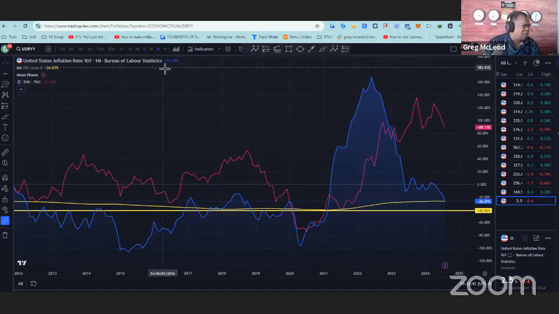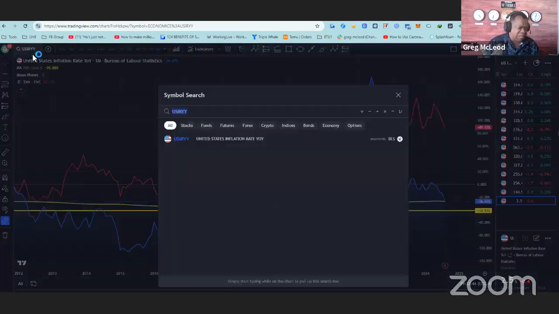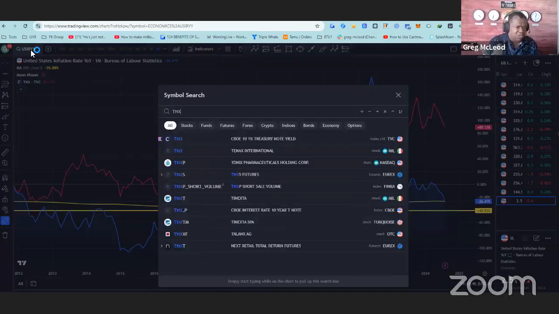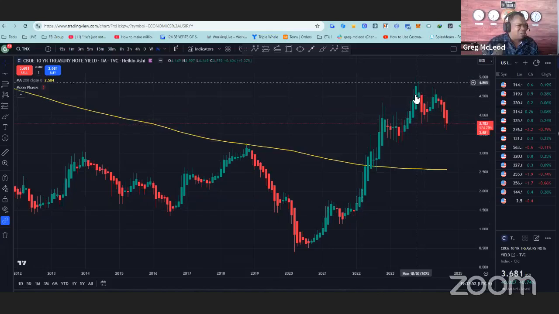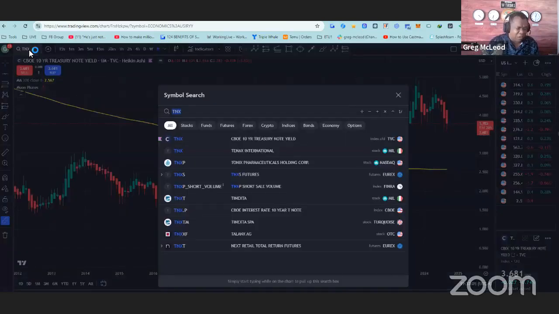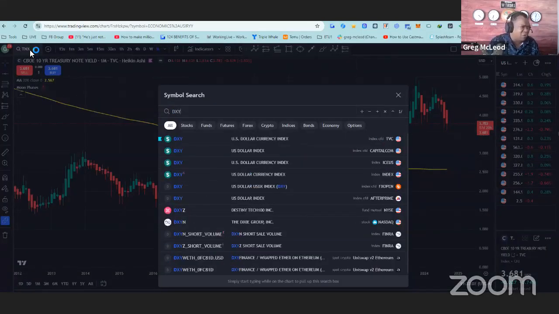I'm going to actually take this off. I'm going to go TNX, which is our 10-year Treasury note, and of course it's going to be the same, right? So the interest rates fall. See 5%. If this is the 10-year Treasury note, and we can see that as this is falling, the dollar is going to be falling too. So let's look at the dollar, right? So that's the 10-year Treasury note.